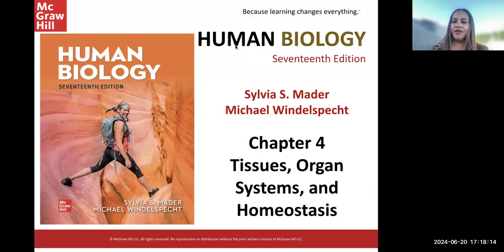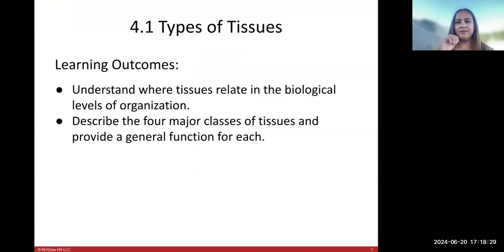Everyone, this is chapter 4. We are talking about tissues, organs, systems, and homeostasis. We've moved on from cells. Remember, a bunch of cells working together make up a certain tissue. Tissues make up the organs. Organs make up the systems. Systems make up the organisms.